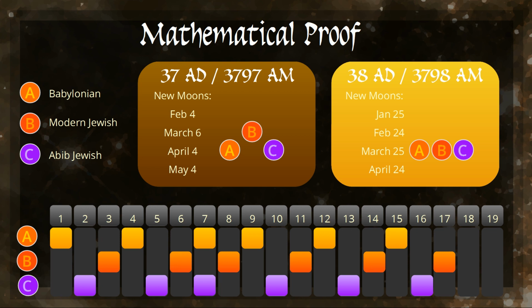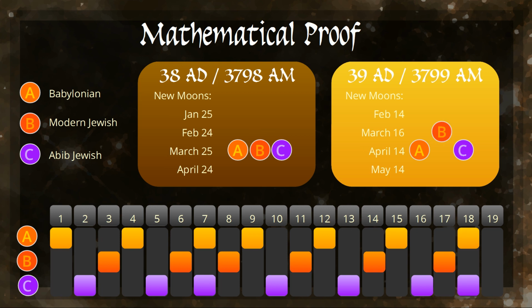For 38 AD or 3798 AM, all calendars have rules that allow for March 25th as the start of the year. In 39 AD or 3799 AM, March 16th is the start of the year for the modern Jewish calendar rules. However, the Babylonian calendar needs an extra month in order to start after the equinox. The Abib-based calendar needs to allow for several more weeks of barley ripening. Both of those start on April 14.